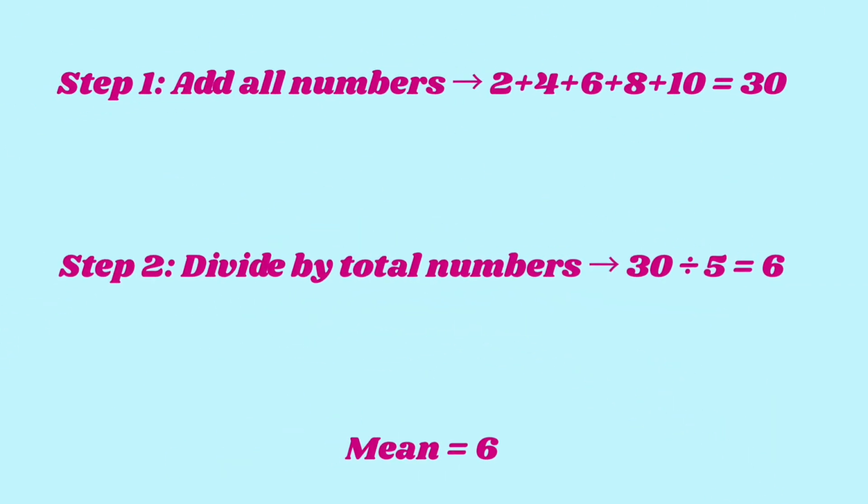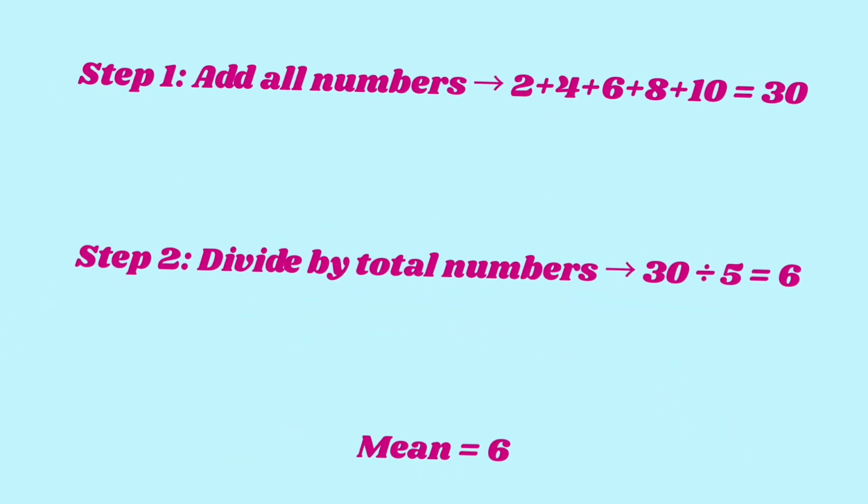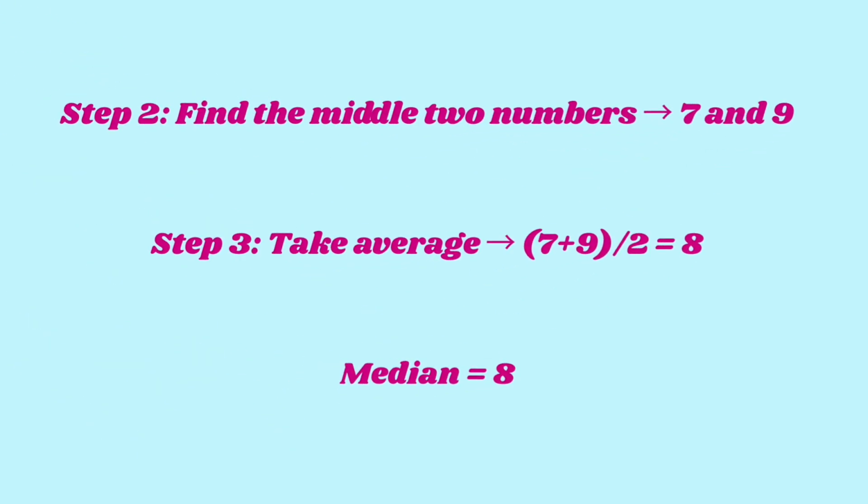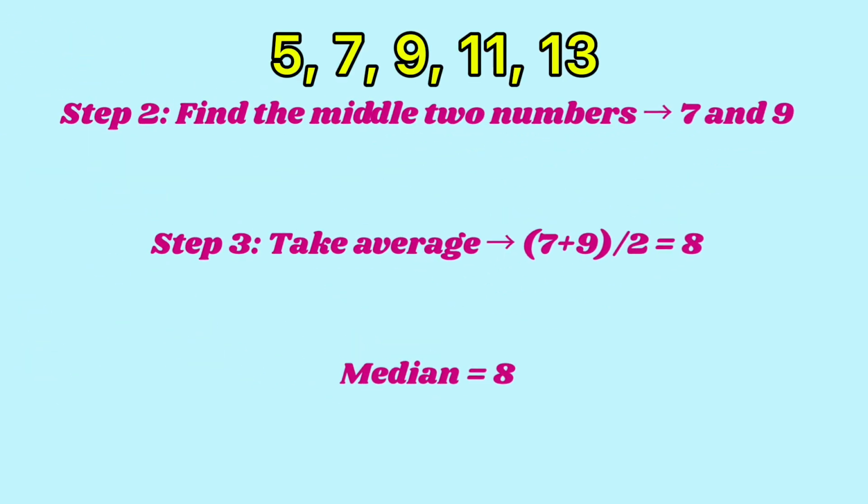What is median now? Median is the middle value of a data set. So we will see the step-by-step calculation here. Understand 5, 7, 9, 11, 13. Next, find the middle two numbers, 7 and 9. Then step 3, take the average. So 7 plus 9 divided by 2. So the median here is 8.